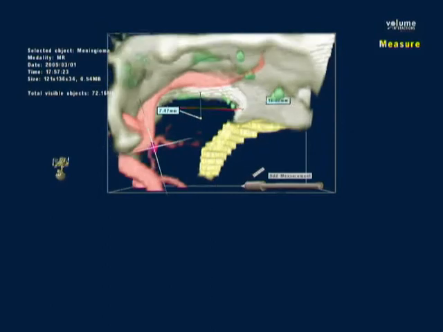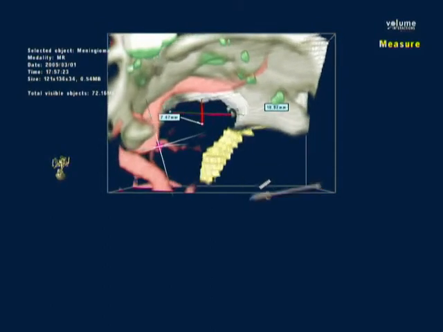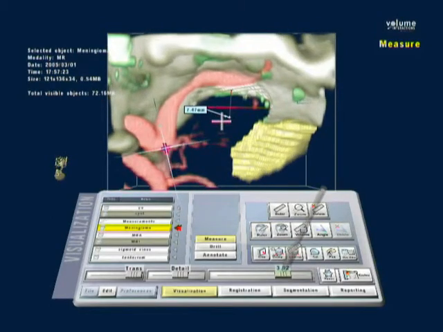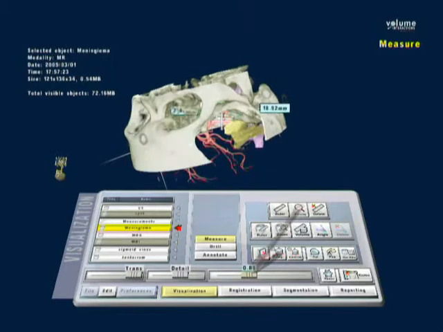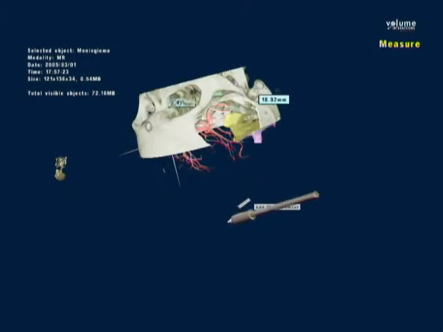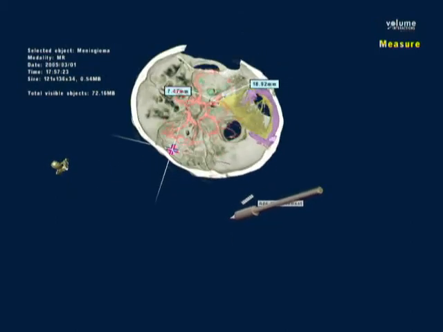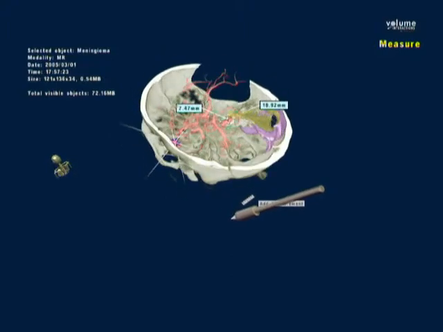of the tumor. Now we are measuring the extent of the bone drilling required to access the posterior part of the lesion. The surgery was carried out according to the plan, and the tumor was removed gross totally.